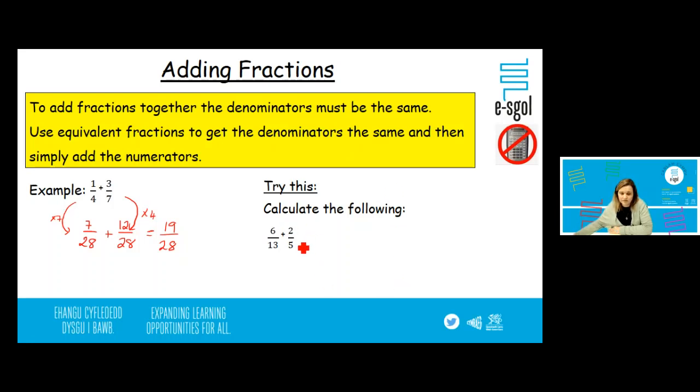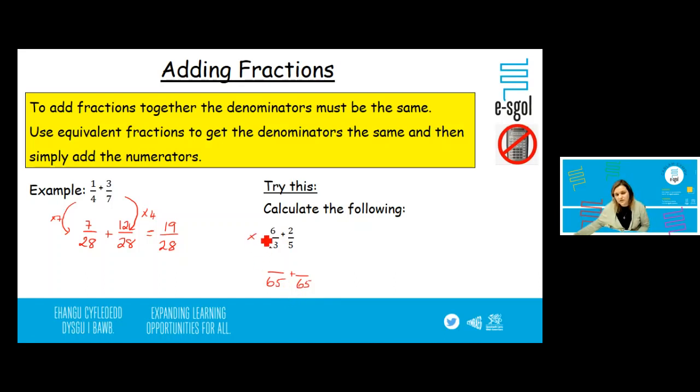Okay, so coming back in with this one, we have to, again, get these denominators the same. We've got 13 and 5 as our denominators, so they actually both go into 65. So we're going to rewrite these fractions as equivalent ones with 65 as the denominators.